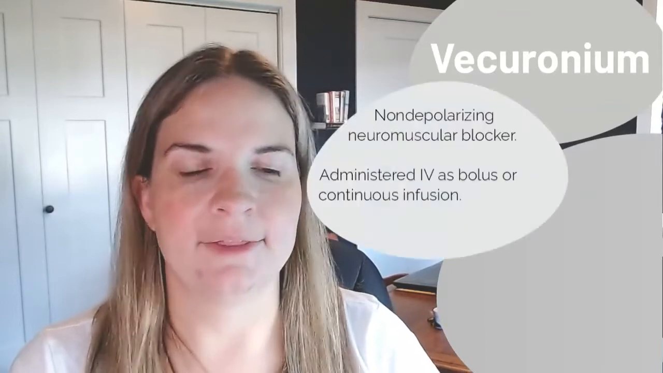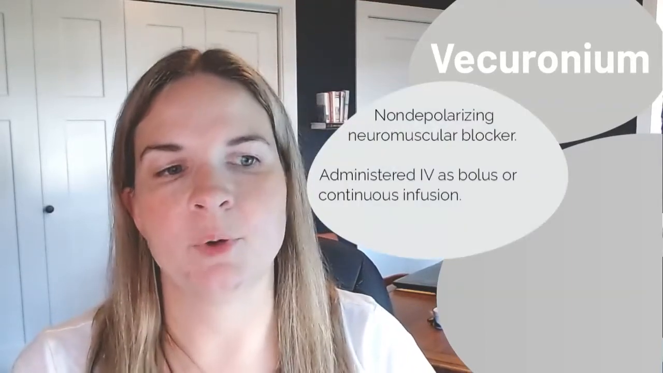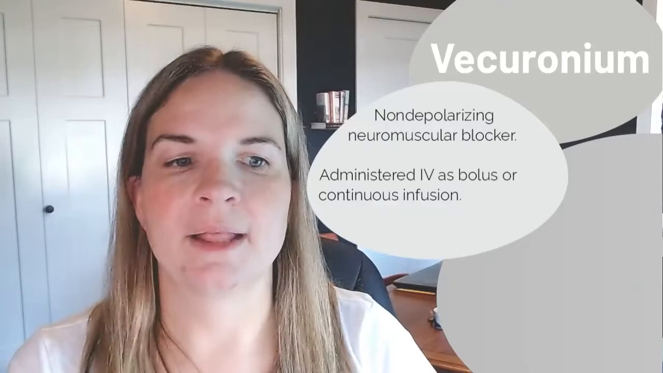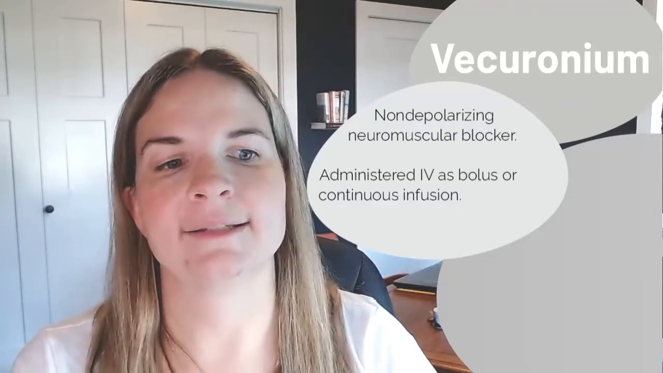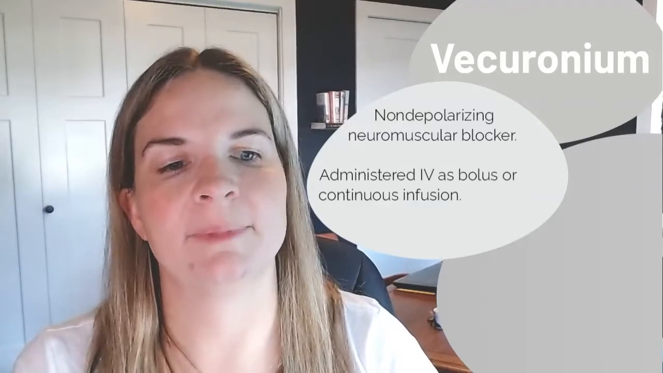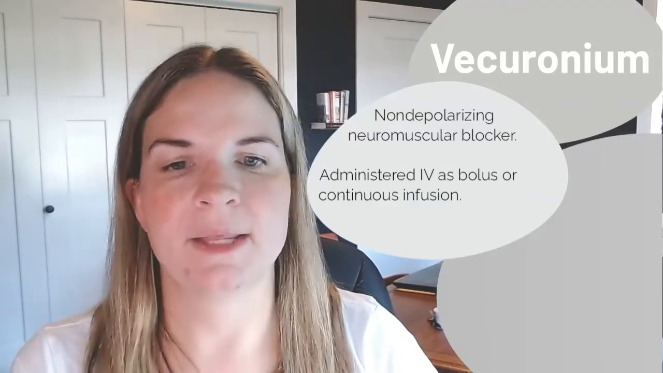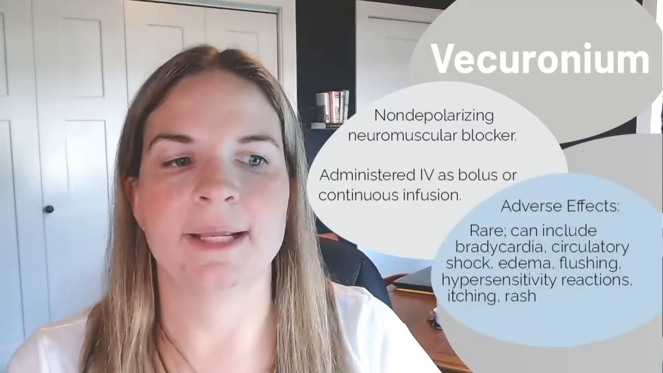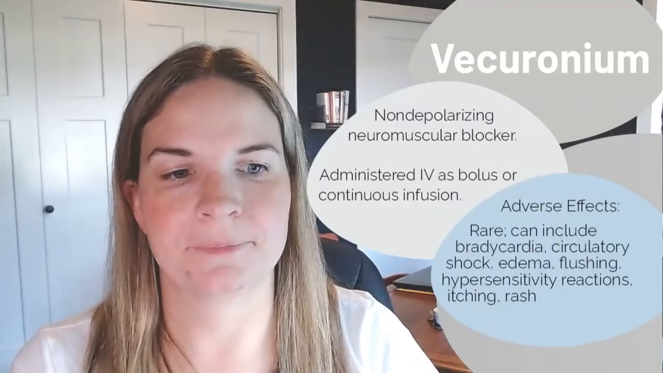Vecuronium is the most common paralytic used in the PICU. Like the other agents we will discuss, it is a non-depolarizing neuromuscular blocker. Like all paralytics, it lacks sedative, amnestic, or analgesic effects, so should never be used without adequate sedation. Adverse effects are rare, but can include the findings listed here.